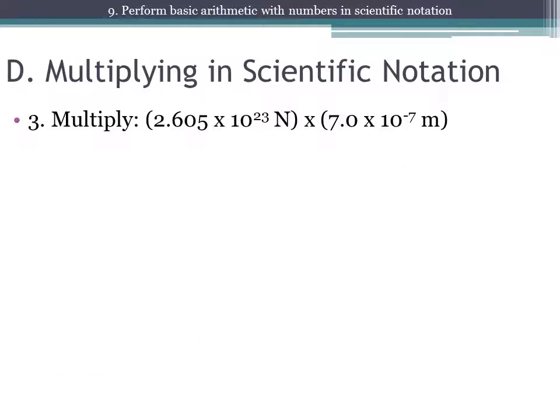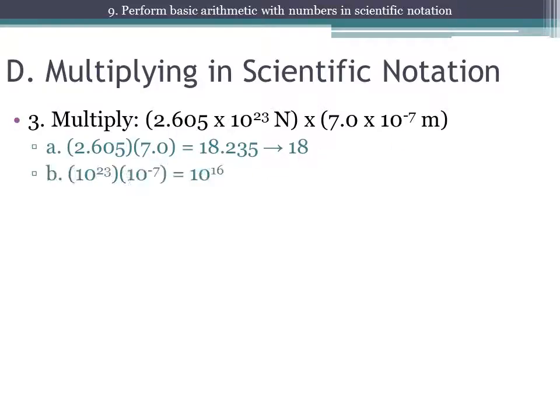Here's another example. 2.605 times 10 to the 23rd newtons times 7.0 times 10 to the negative 7th meters. I'll multiply the mantissas. Notice I'll just get 2 sig figs here because the 7.0 is 2 sig figs, so that will round it to 18. I will then take care of my numbers with exponents. 10 to the 23rd times 10 to the negative 7th is 10 to the 16th. 23 plus a negative 7 is 16.